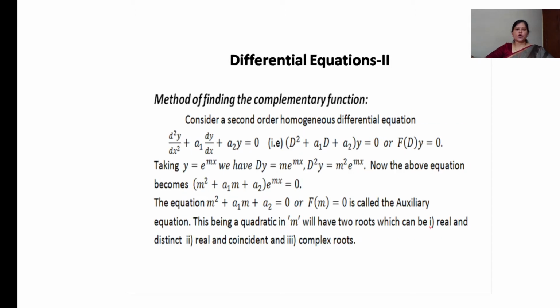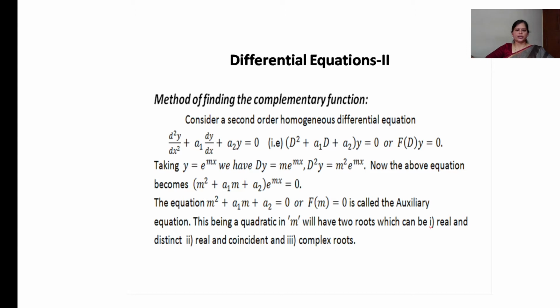Method of finding the complementary function. Here we consider a second order homogeneous differential equation d square y by dx square plus a1 dy by dx plus a2 y is equal to 0. That is, using the operator, D square plus a1 D plus a2 into y is equal to 0, or f of D into y is equal to 0.